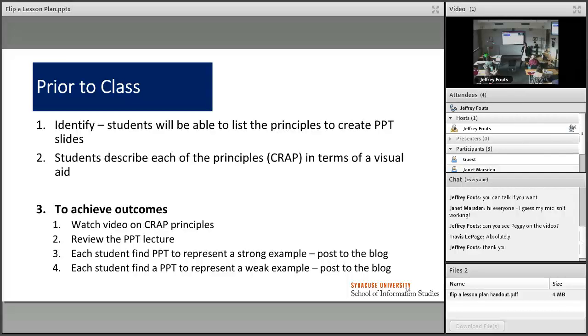Then once they are done doing those 2 things, I have created a blog in Blackboard. And I have asked each of the students, after they have watched the video and after they have reviewed my slide deck, I want you to go out and find, or if you already have one, it can be from another instructor, it could be from me. It could be something you did in high school. It could be something you found on the internet. Go out and find a very weak designed slide deck and a very powerful, exceptionally designed one, according to how they are perceiving the principles.